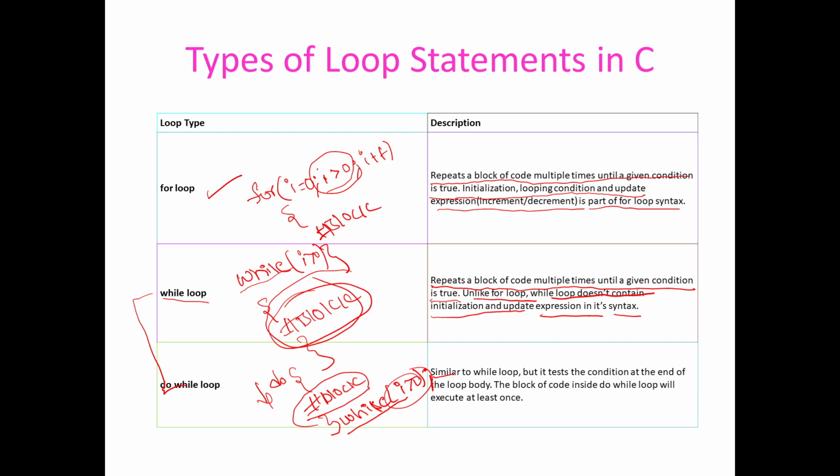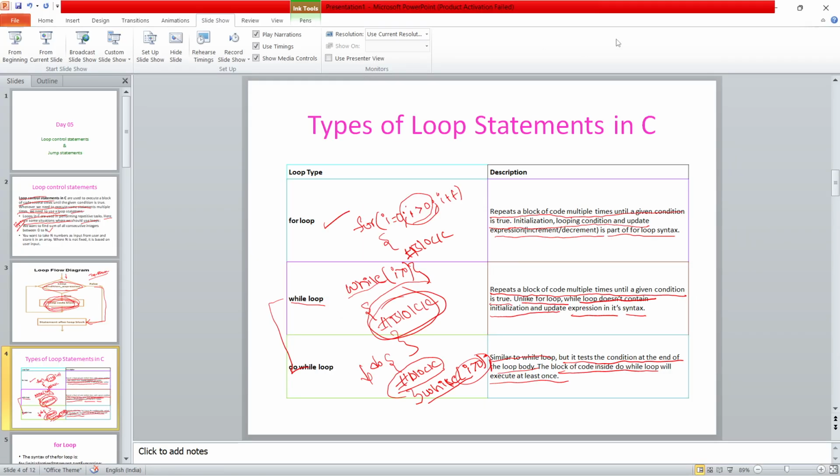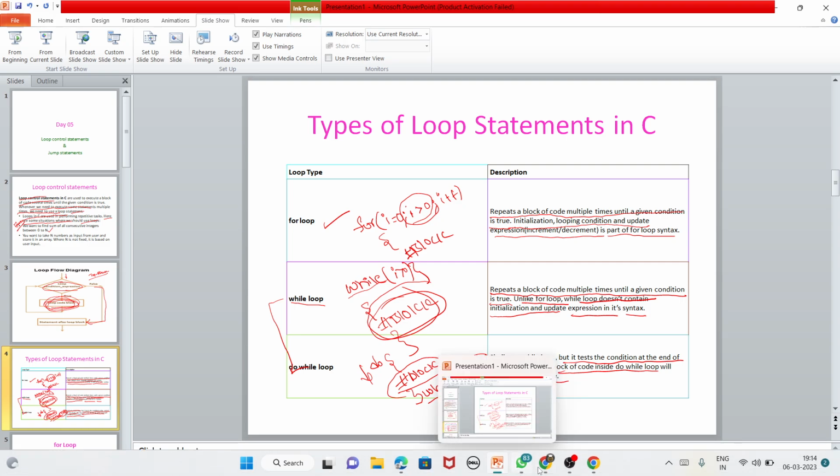Similar to the while loop, but it tests the condition at the end of the loop. So the block of code inside the do while loop will execute at least once. Just now I told you the block in the do while loop executes at least once.